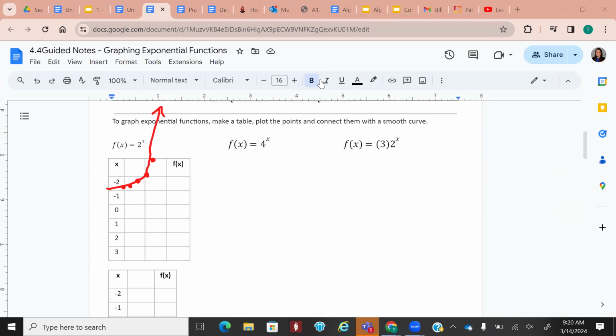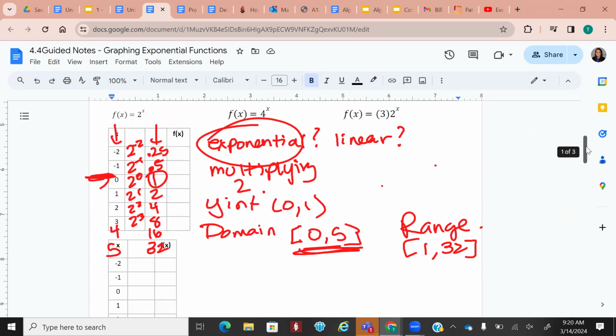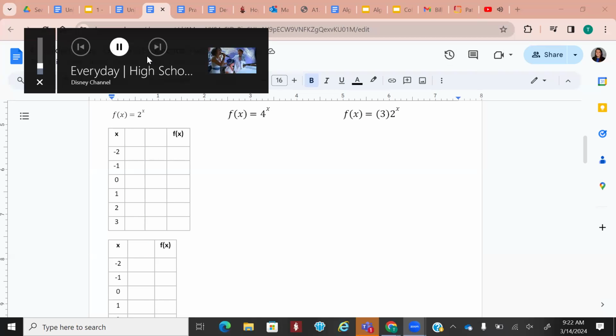Okay, I want you to try this next one, 4 to the x. You're going to answer those same questions that we just did. So let me put that up here. You're doing 4 to the x, you're filling in the table and answering all these. Let's chat. Okay, we got 4 to the x. I'm going to fill in the table right here. It's the same thing though.